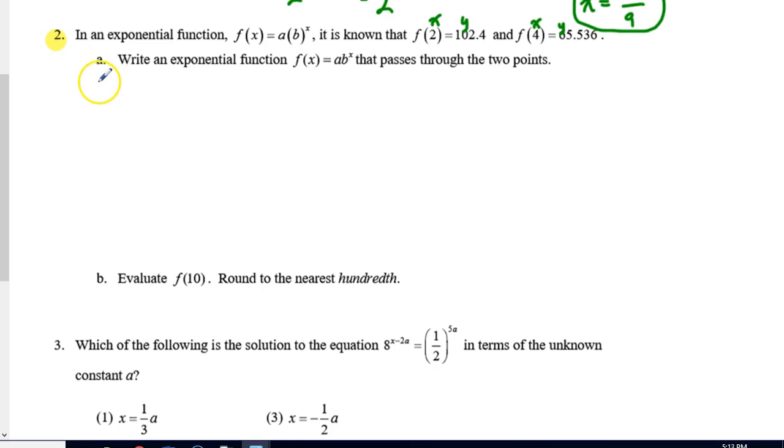So I'm going to first write f of x equals a times b to the x, and then I'm just going to sub in the x and the y from that first point. A and b are unknown. Okay, so something like that. And then my second point.